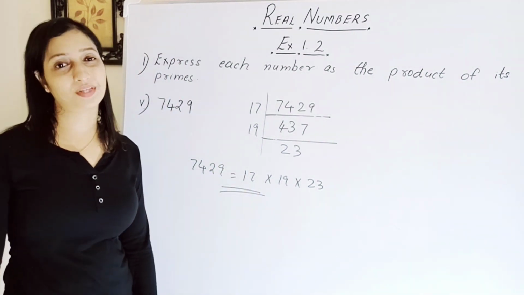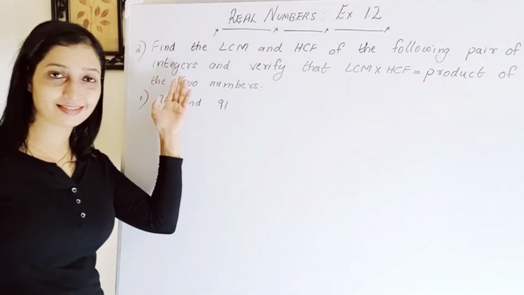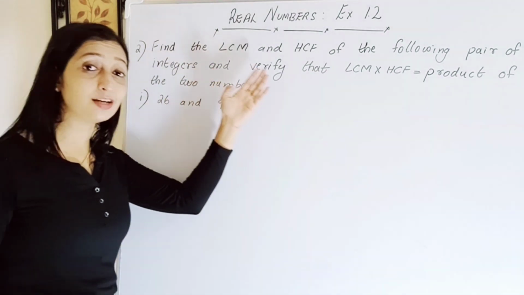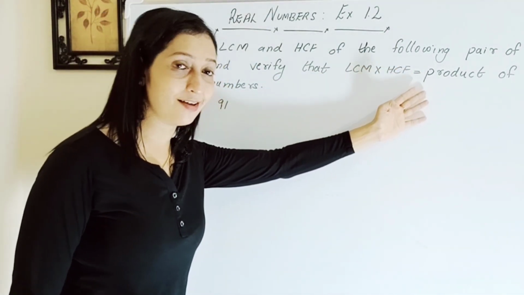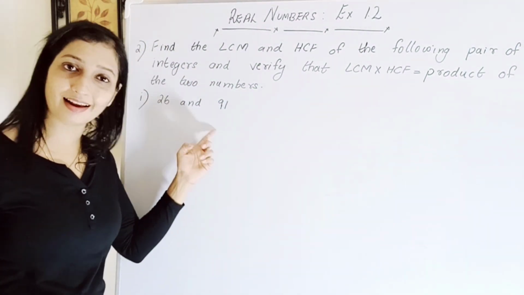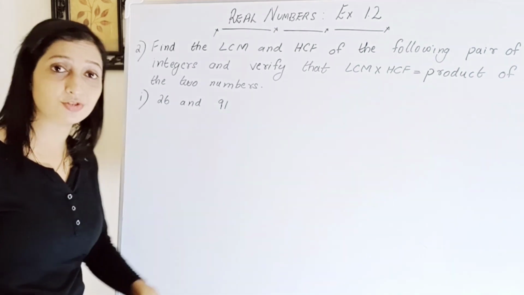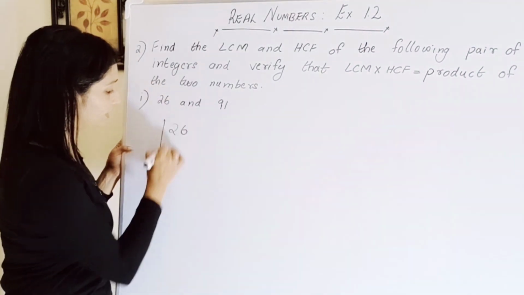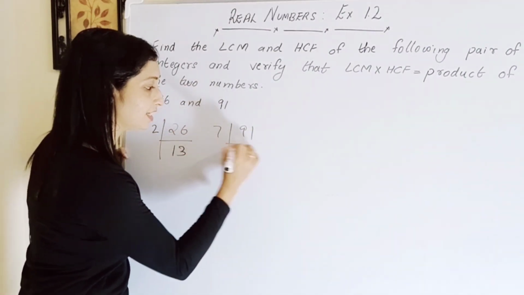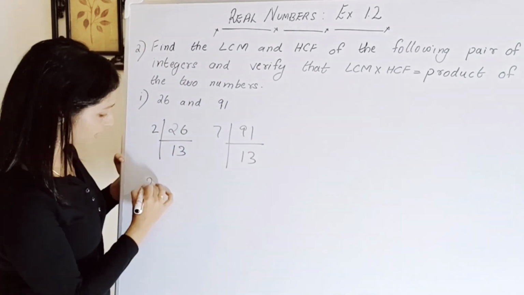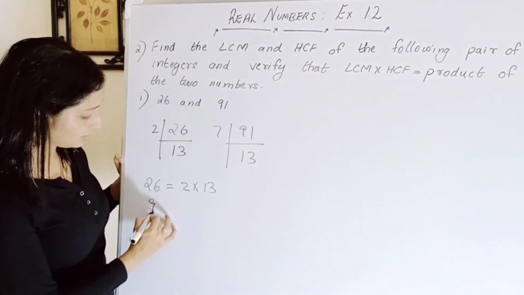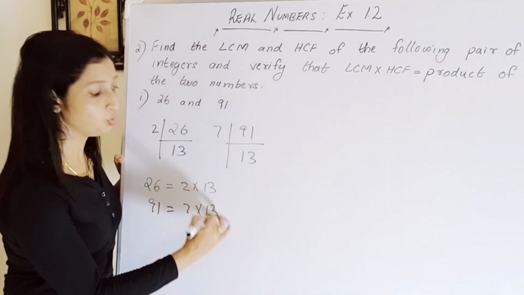Now let's move on to question number 2, which is to find the LCM and HCF of the following pairs of integers, and you need to verify that LCM into HCF is equal to the product of the given two numbers. The first pair is 26 and 91. Let us find the prime factorization of 26 and 91. 26 is 2 times 13. 91 is 7 times 13. So 26 can be written as 2 into 13, and 91 can be written as 7 into 13.